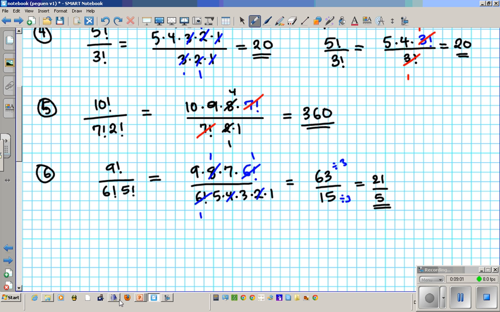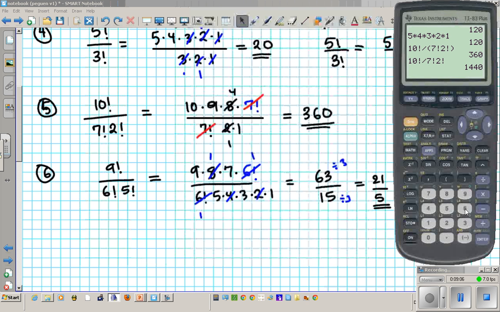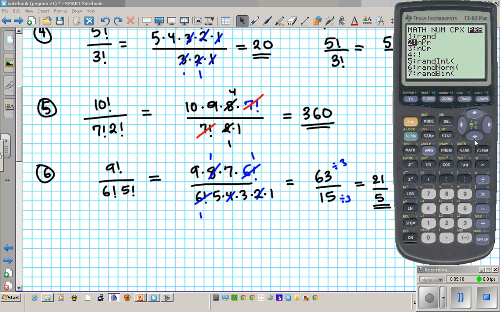Alright, so let's check our answer with a calculator. Left hand side, 9 factorial divided by 6 factorial 5 factorial. 4.2, right? 21 divided by 5 is 4.2. So there you have it, our answer is correct. Okay? Alright, let's go ahead and start on the first part of today's classwork.